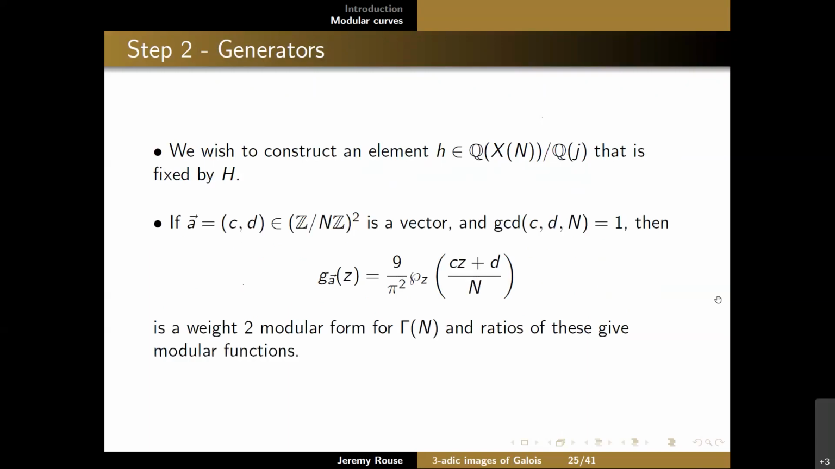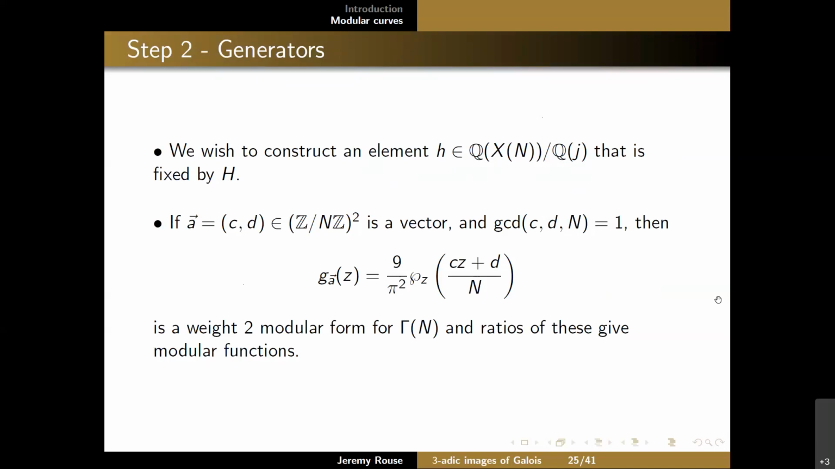What we do is we take a row vector a in (Z/NZ)^2, where the GCD of c, d, and N is 1, and then we build this function g_a(z), 9 over π² times this Weierstrass ℘ function. The lattice associated with this Weierstrass ℘ function is generated by 1 and z. This is a weight 2 modular form for Γ(N). A weight 2 modular form is not exactly the same as a modular function, but we look at ratios of weight 2 modular forms, and those give us modular functions.